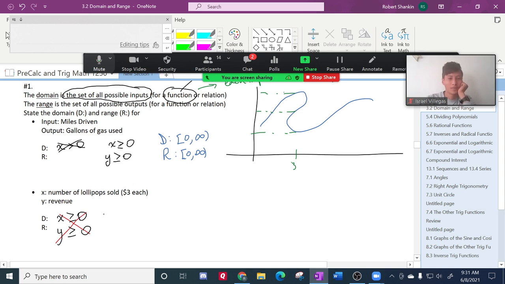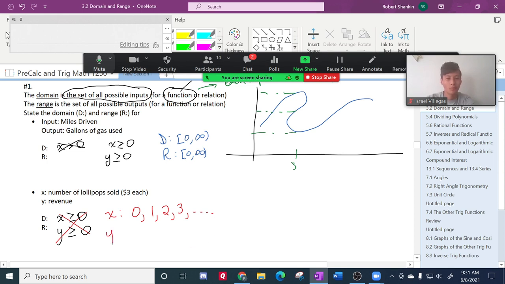You can't sell half a lollipop, or a third of a lollipop. If somebody says, break that lollipop into 3 pieces and I'll give you $1 for one of those pieces, you probably aren't going to do that because nobody's going to buy your other broken lollipop for $2. You're going to sell them as whole lollipops. x, in this case, is just the positive whole numbers. That's the number of lollipops sold.